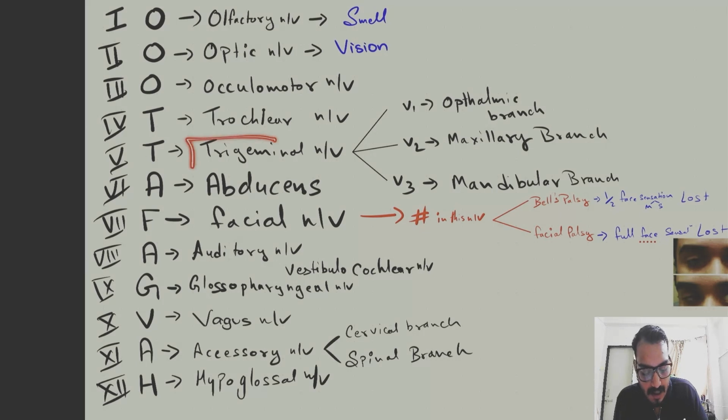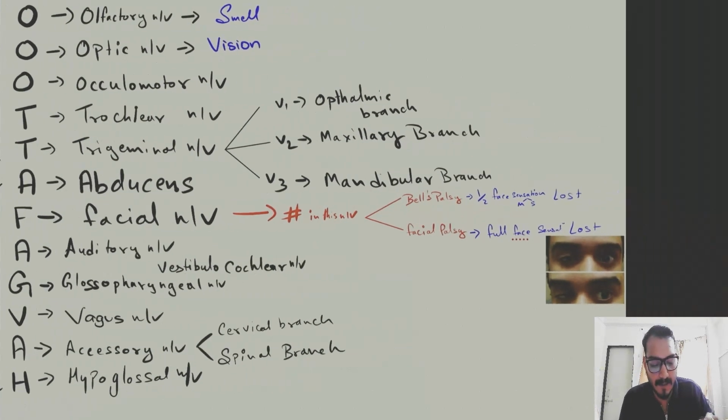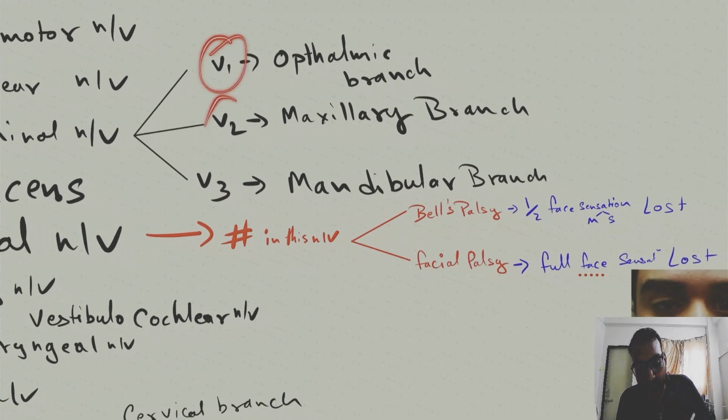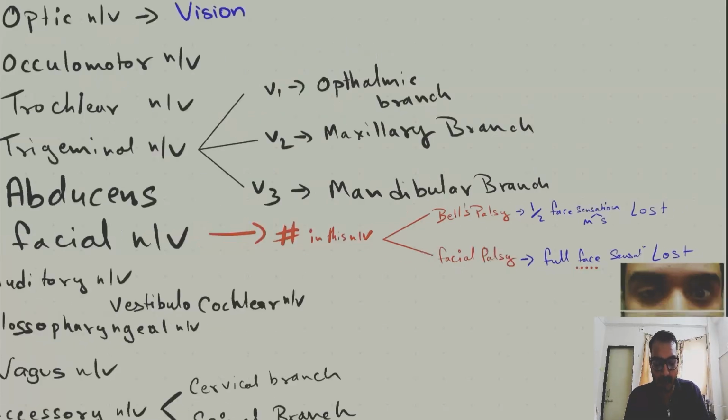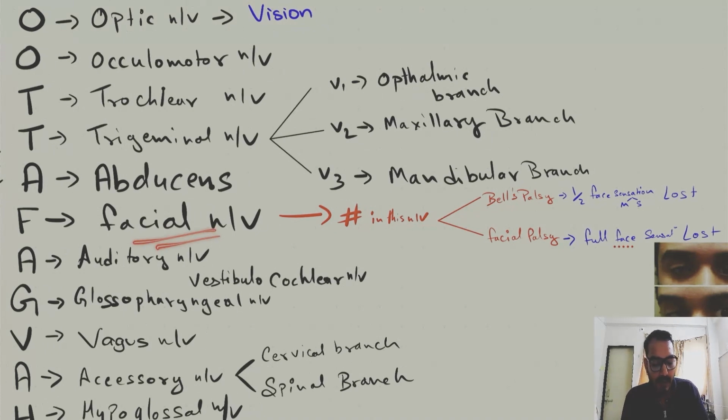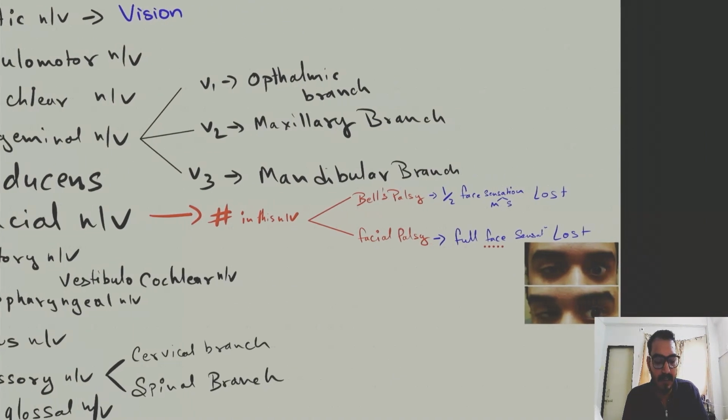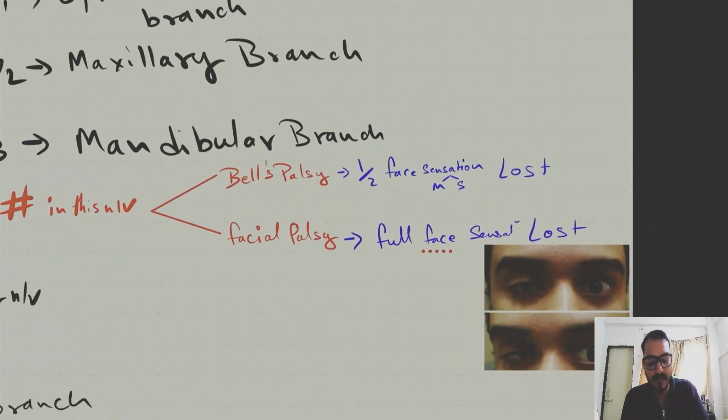Important to know here is, guys, trigeminal nerve has three parts, known as V1, V2, V3. V1 is ophthalmic branch, V2 is maxillary branch, and V3 is mandibular branch. Then in facial nerve we have injury. If that injury is only on one side of the face, we will call it Bell's palsy. If it is on both sides of the face, we will call it facial palsy. In both of these we are losing our sensations, either sensory or motor.